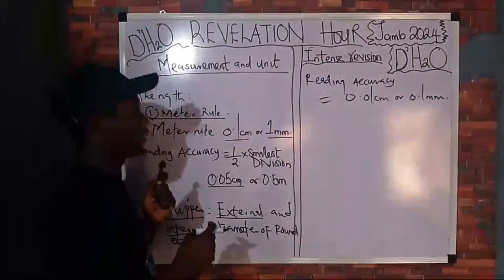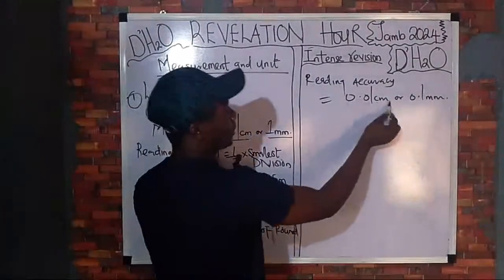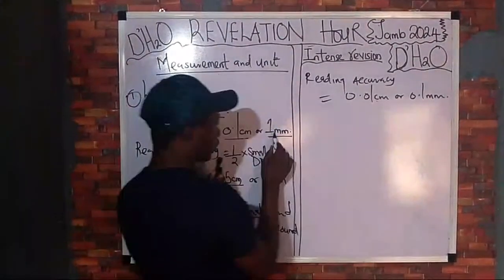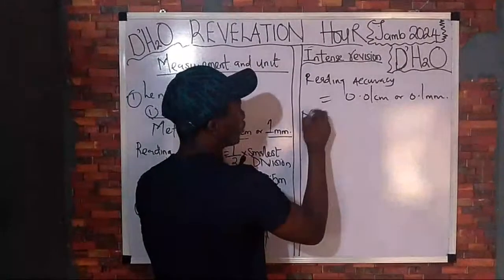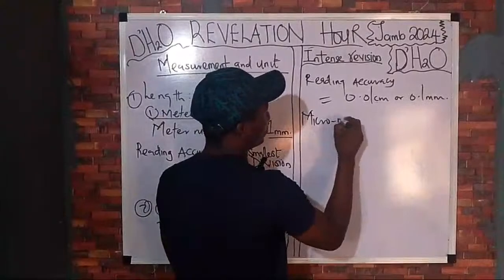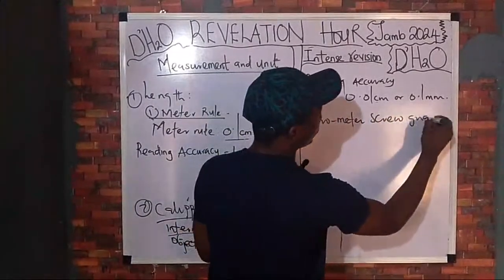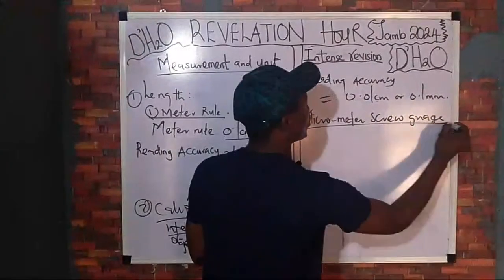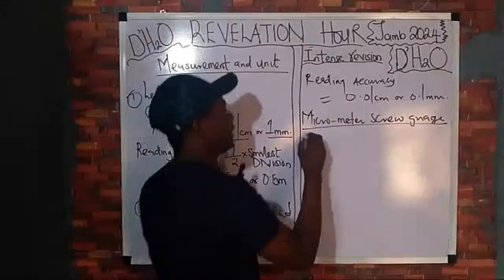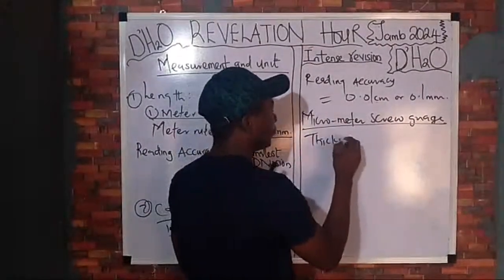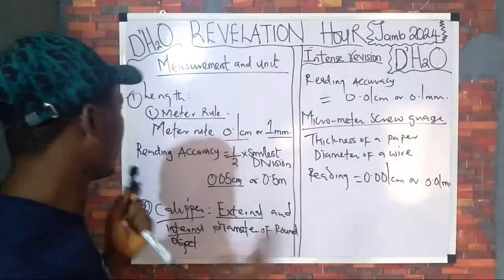So get the difference between them. This is 0.1 centimeter, this is 0.01 centimeter. This one is 1 millimeter, this is 0.1 millimeter. Now the next one is called the micrometer screw gauge. The micrometer screw gauge is used to measure smaller objects, such as the thickness of a paper. Please take note of that.